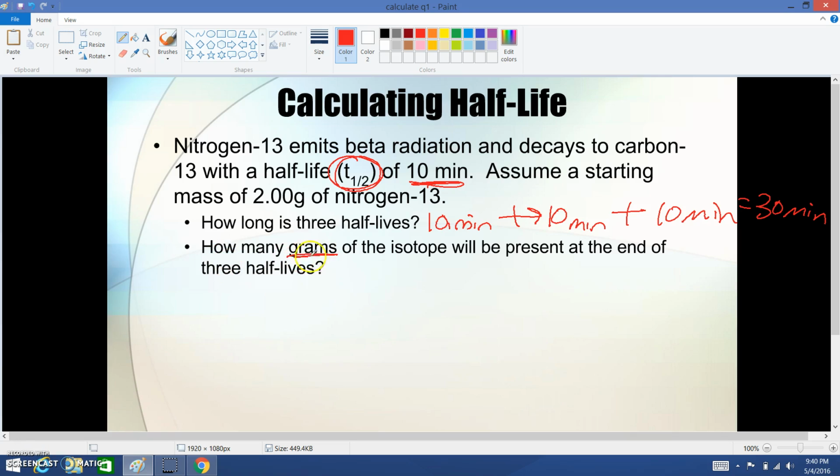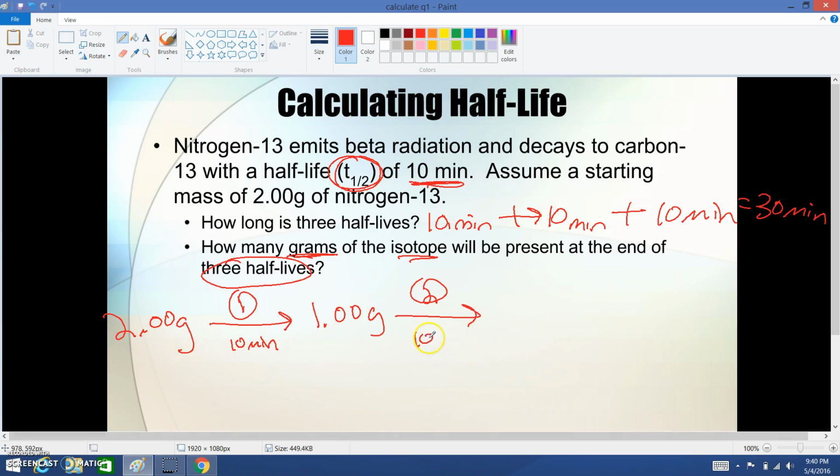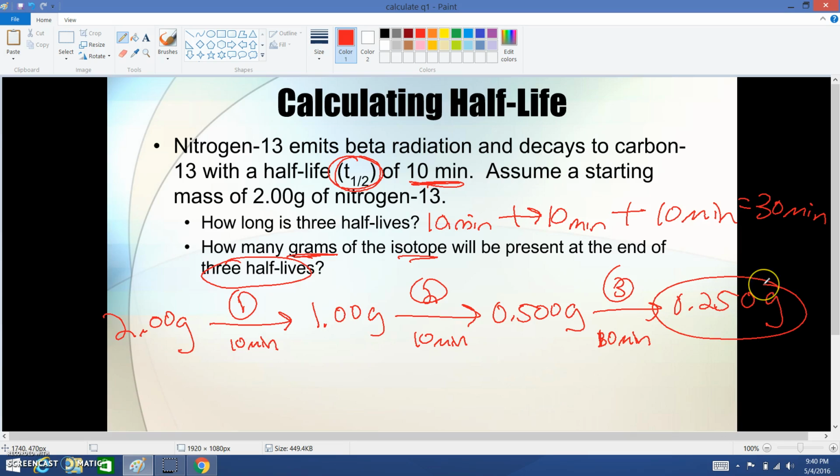Then it asks how many grams of the isotope will be present at the end of those 3 half-lives, or 30 minutes. I'm going to do it by the divide by 2 method. At the beginning, I start with 2 grams. After the first half-life, which is 10 minutes, I now have 1 gram. Keeping with sig figs, 3 sig figs. After the second half-life, which is 10 more minutes, I now have 0.500 grams. After the third half-life, which is my next 10 minutes, adding all those up, I'm looking at 30 minutes, I now have 0.250 grams, keeping with sig figs. And that would be my answer.